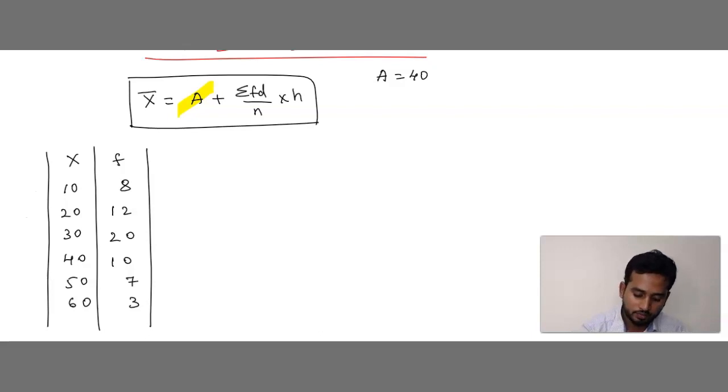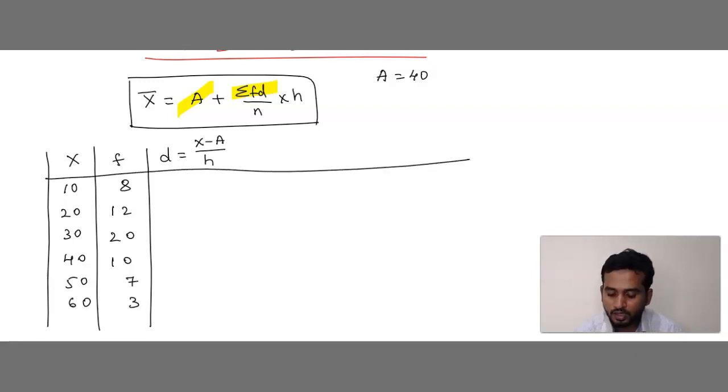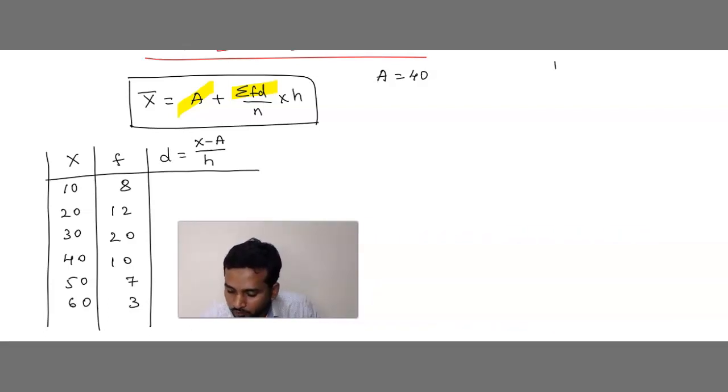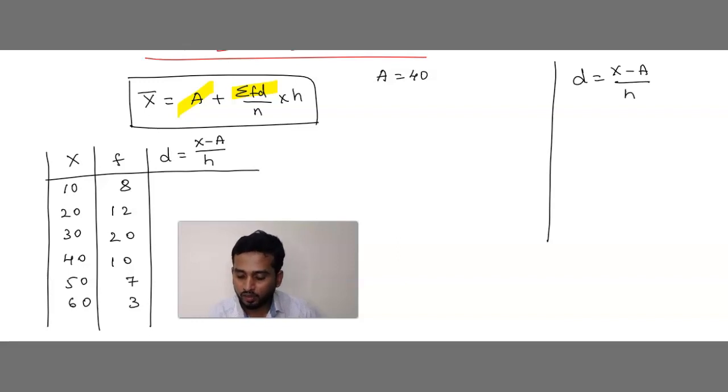We got the A value. Next, what we want? Next step, sigma FD. If you want sigma FD, first we should have D. So D is equals to x minus A divided by h. For this, I said you one thing, do you remember? Just put one working column. Right here, D is equals to x minus A divided by h. What is the value of x? 10 minus assumed mean 40 by h.